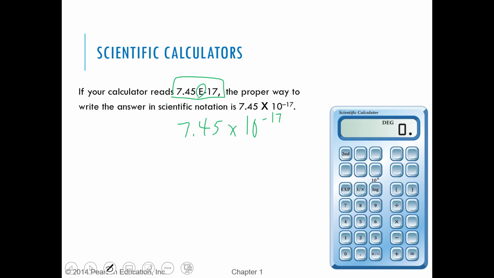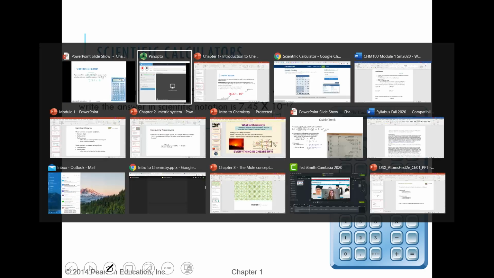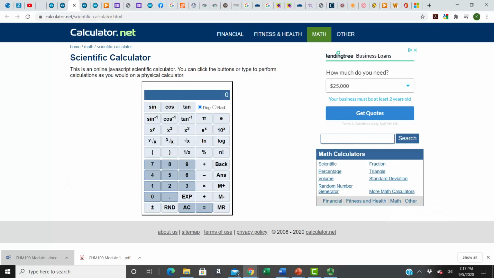Now, on the Canvas site, there is a link for a scientific calculator, and I want to show you how to put this into the scientific calculator that you can use for your turns or the proving grounds. I'm going to flip over there. This is what you should see on the Canvas site. And here's what you would do.